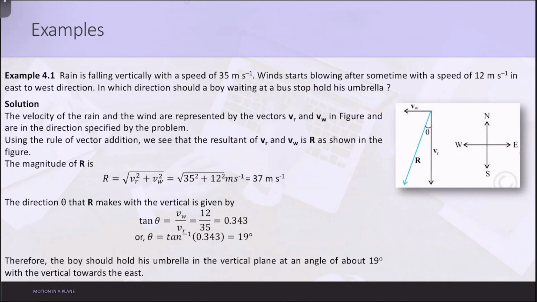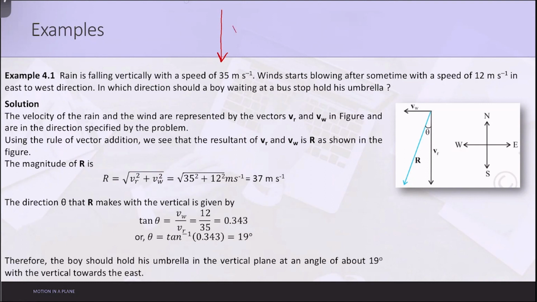Now let us try to understand this example first and then we can move forward. I think this example can be understood right now. So let us start this example. Rain is falling vertically with a speed of 35 meter per second. What is the general direction of rain here? We know that it falls vertically, right? It is given that it is falling vertically at a speed of 35 meter per second.